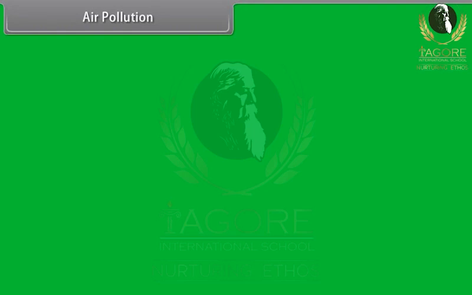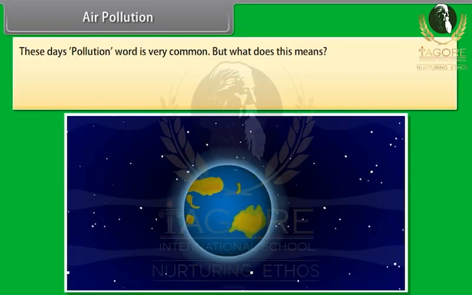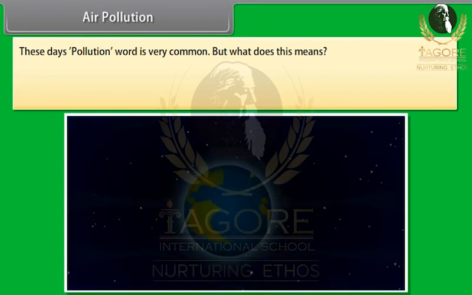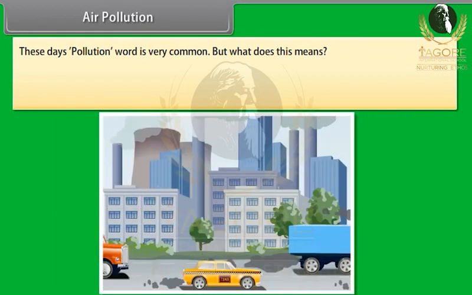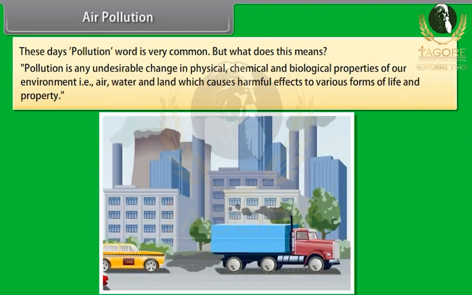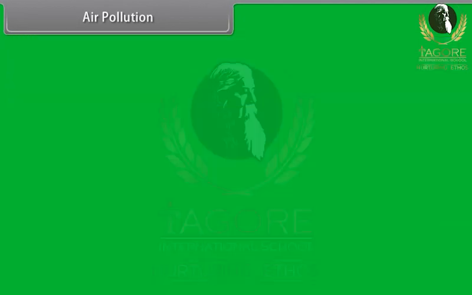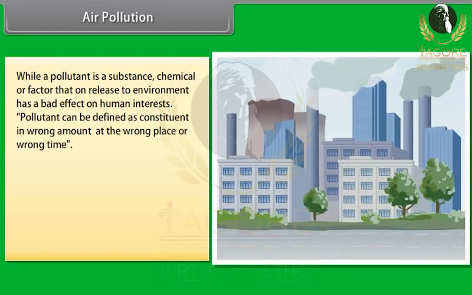Air pollution. These days, the word pollution is very common, but what does this mean? Let me tell you. Pollution is any undesirable change in physical, chemical, and biological properties of our environment, that is, air, water, and land, which causes harmful effects to various forms of life and property. While a pollutant is a substance, chemical or factor that on release to the environment has a bad effect on human interests.